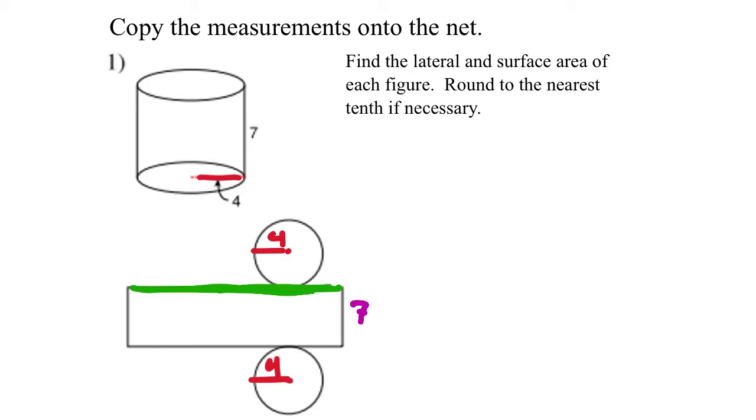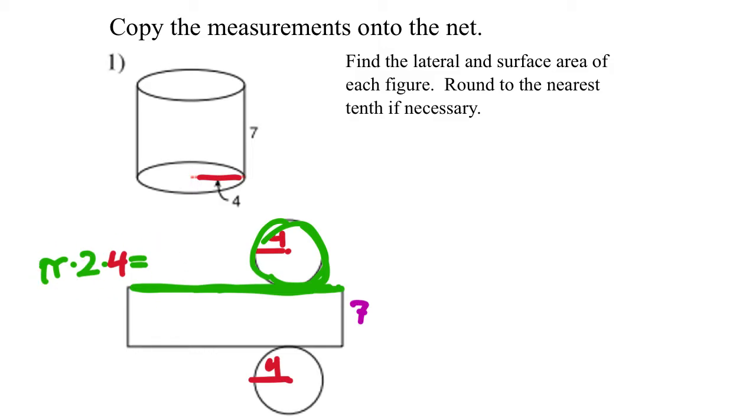Well, what is the length of this green length right here? As it turns out, it's the circumference of the circle. So to find that length, I would take pi times 2 times the radius, and we know the radius is 4. I'm just going to round this to the nearest tenth. Yeah, that's what it says, round to the nearest tenth. So I got pi times 2 times 4.